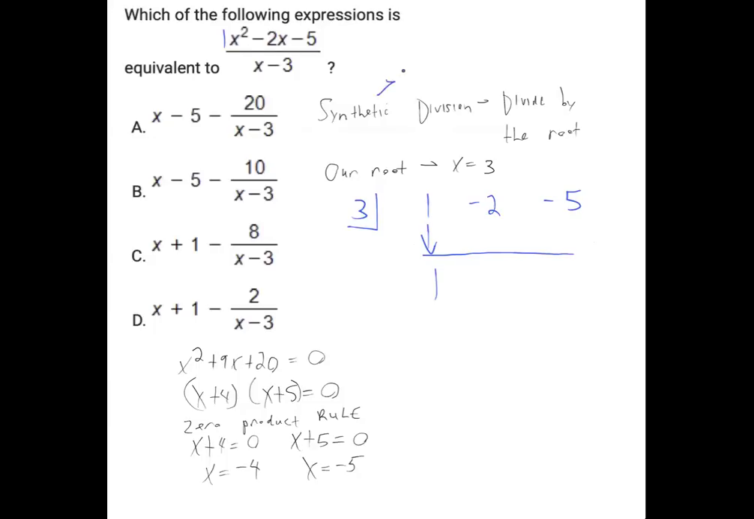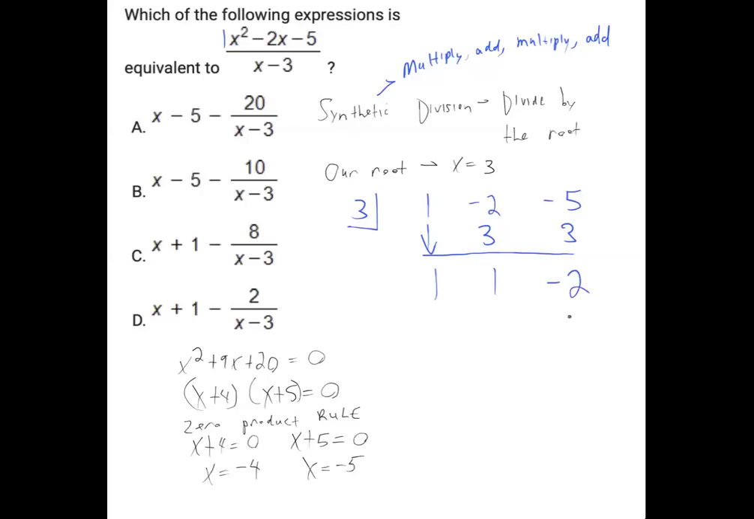Now, what you want to be telling yourself in your head when you do synthetic division is multiply, add, multiply, add. That's really what you want to say. So let's do it. Multiply 3 times 1, add -2 and 3. Multiply 3 times this number 1, add -5 and 3.